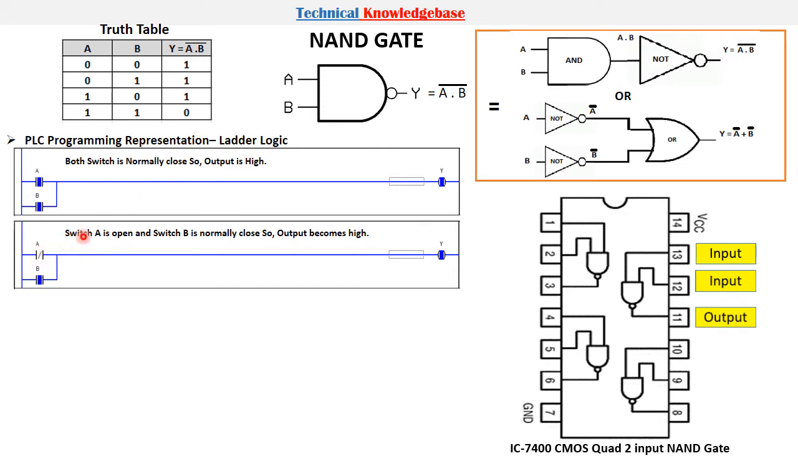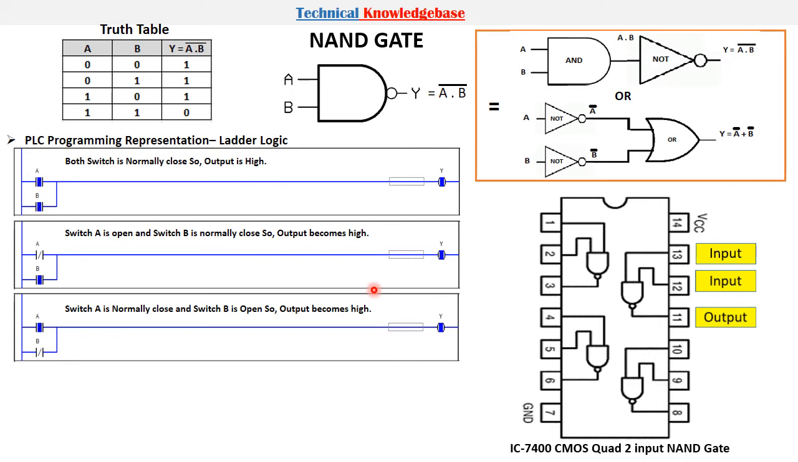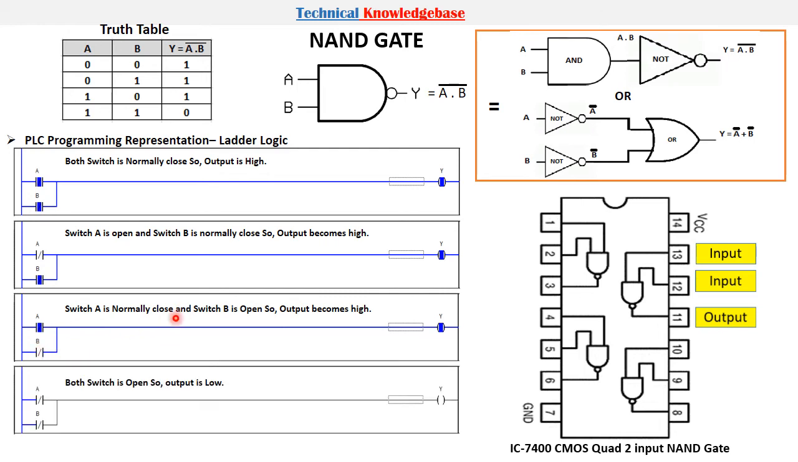So we can open switch A, and switch B is already normally closed, so the output becomes high. In the third way, again we switch on A and switch off B, then the output becomes high. And in the last one, both switches are off and open, so the output is low. This is the NAND gate representation in PLC programming. We can see after a few slides how the PLC programming works in a NAND gate.